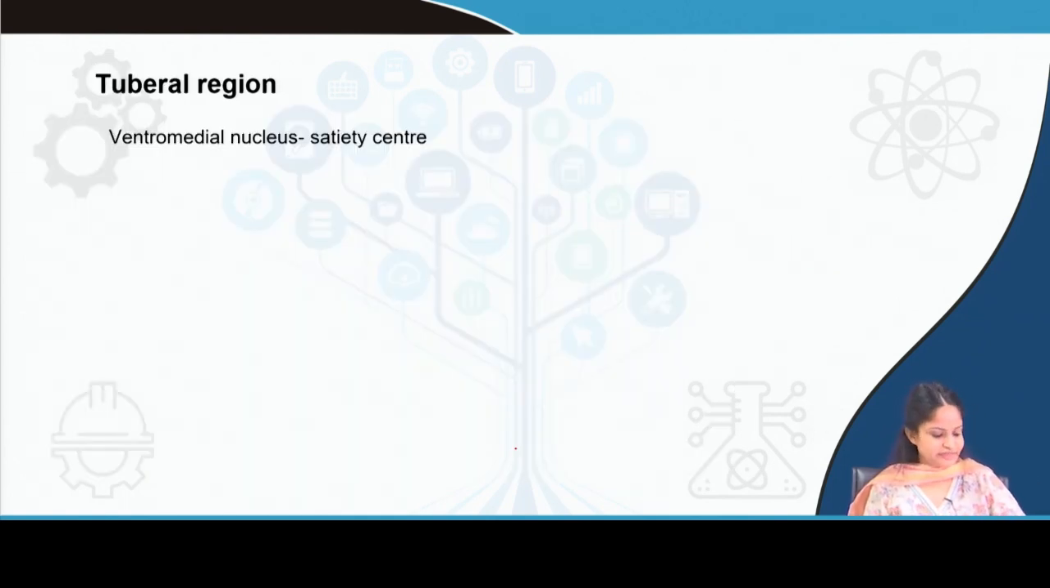So, when there is a feeding center, that means there will also be a satiety center. Satiety center means I have taken food and I am satisfied with what I have taken, I do not want to eat more. So, that is satiety center. This is present in tuberal region. So, this ventromedial nucleus, this is the satiety center, tuberal region. The lateral nucleus of hypothalamus present in the anterior region, that is the hunger center or the feeding center.